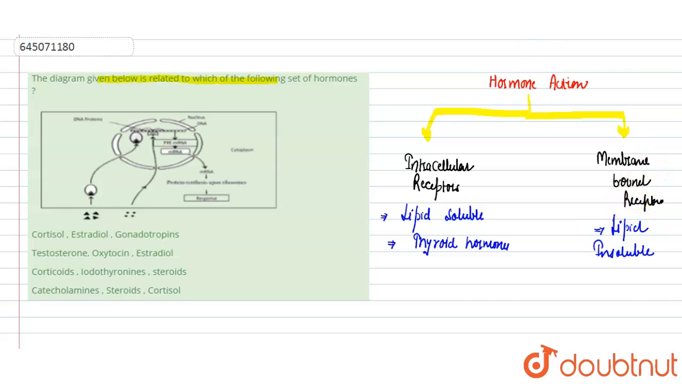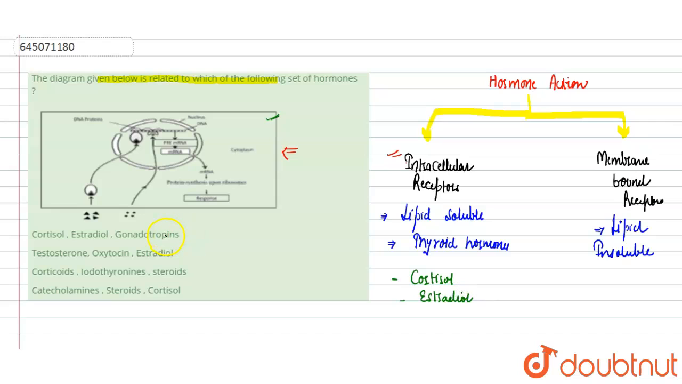Now we will see the options one by one. We have to choose which of the following set follows this kind of hormone action. The first one is cortisol. Cortisol acts via an intracellular receptor, and we have to choose the complete set which acts via intracellular receptors, that is, directly or via intracellular receptor. Next is estradiol. Estradiol is again a steroid hormone. It acts via an intracellular receptor.